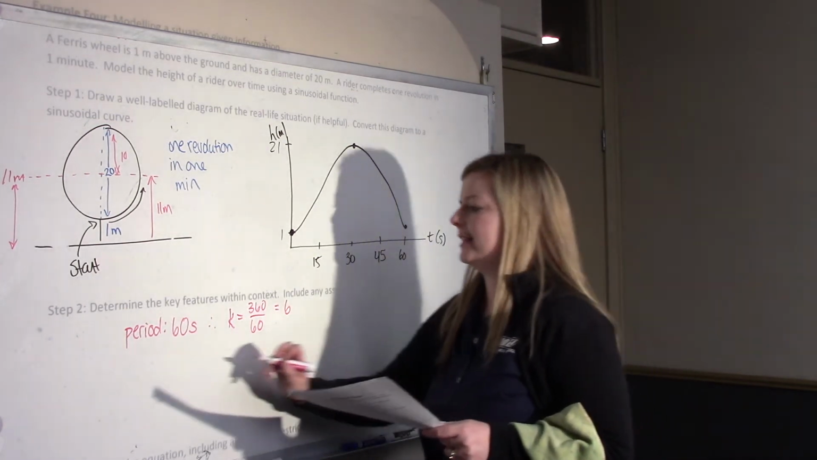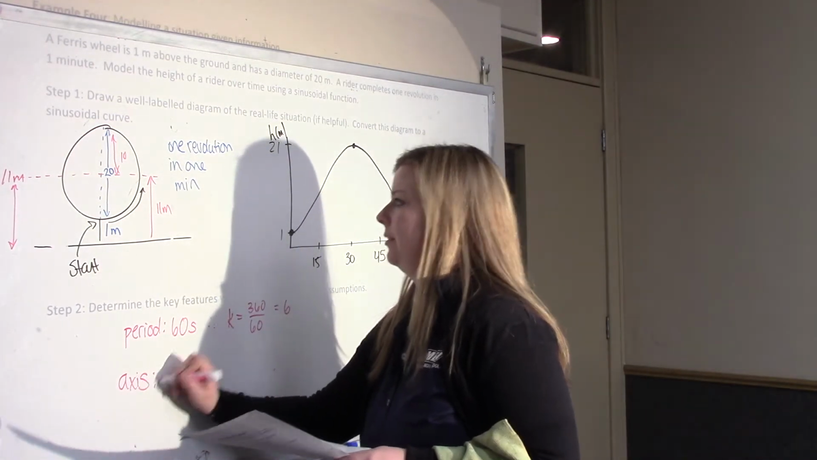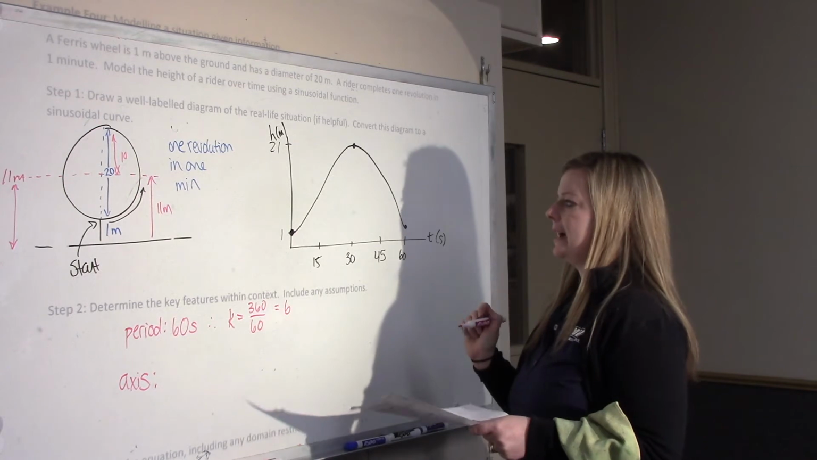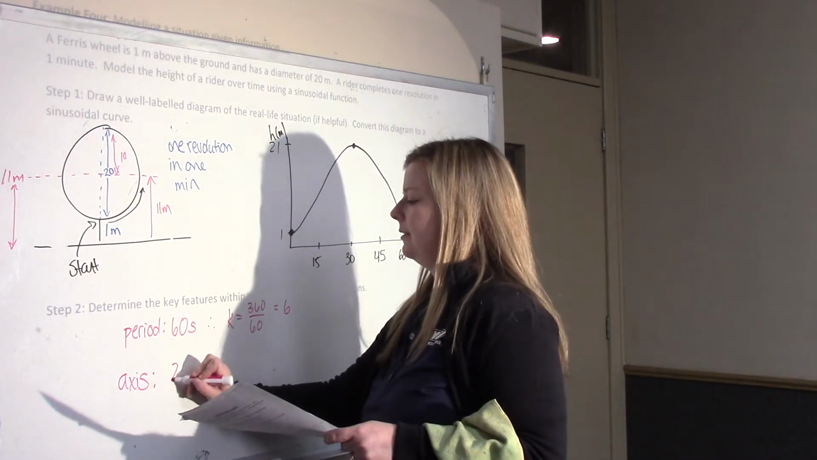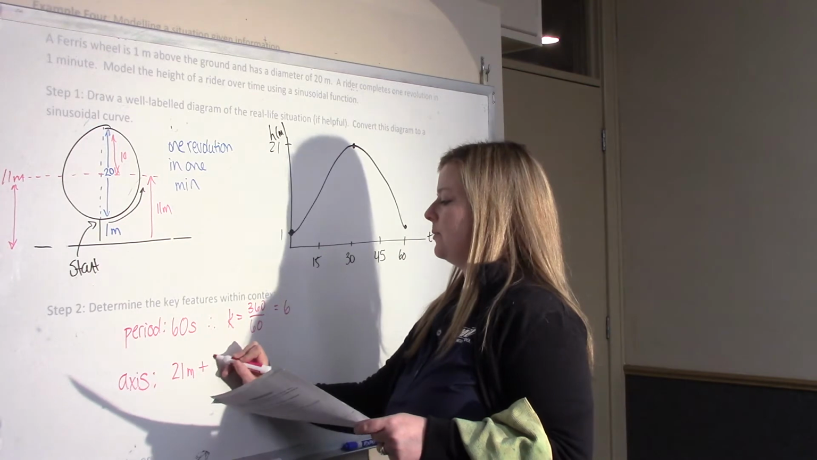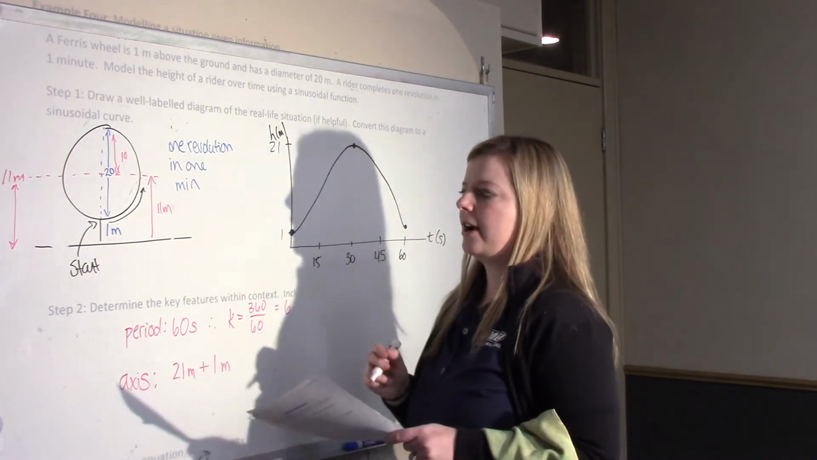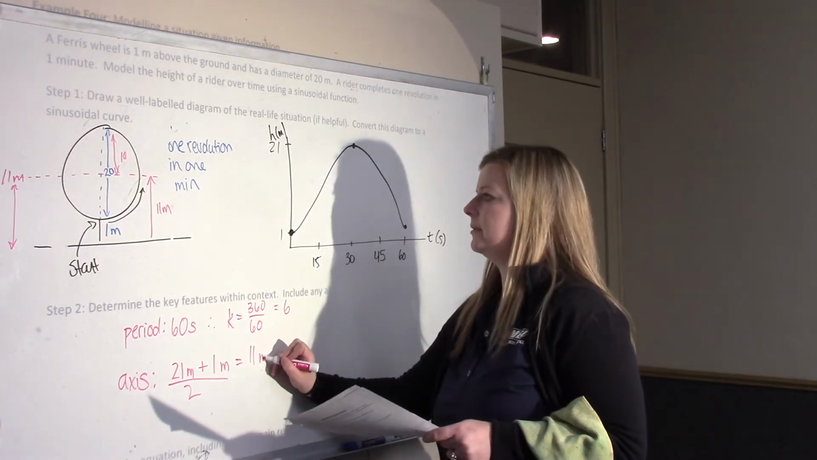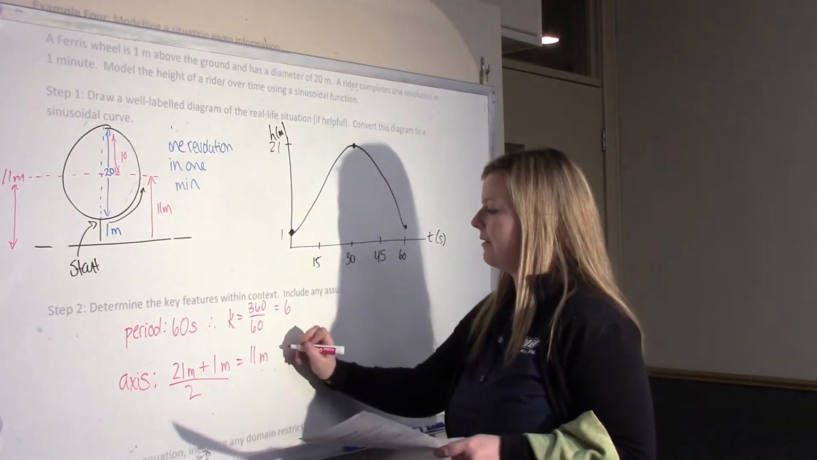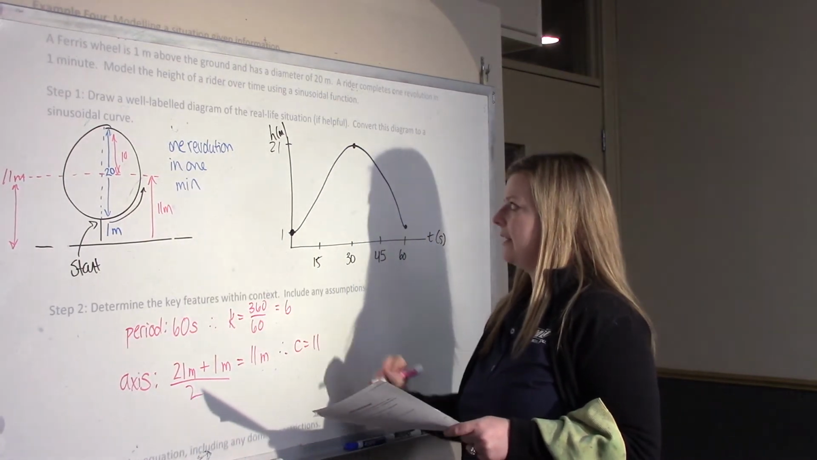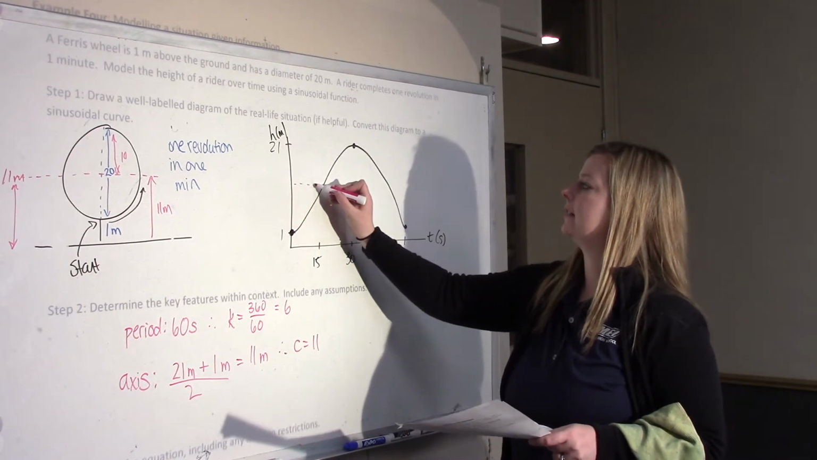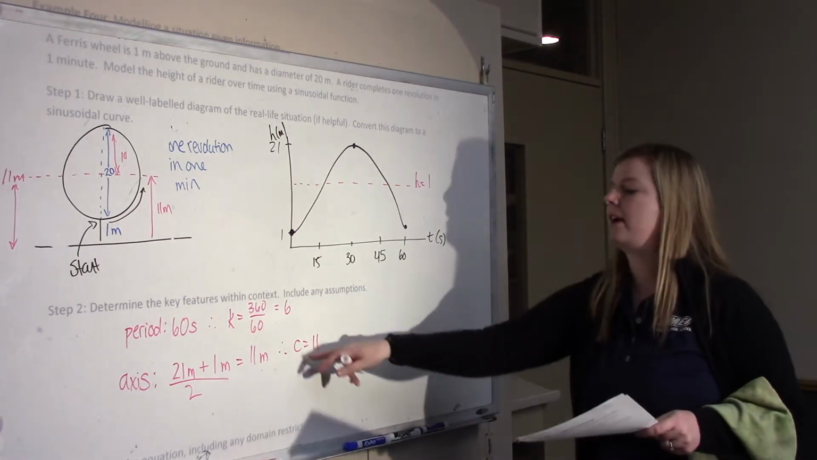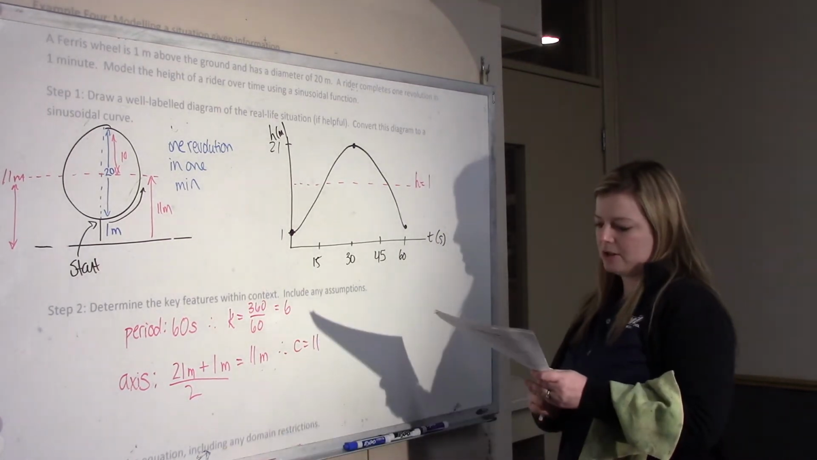Our axis. Okay, so that's halfway between our max and our min. So our max is 21 meters, and our min is 1 meter. Okay, because they never are 0 meters off the ground. They start at 1 meter. So that's divided by 2. So that's 11 meters. Okay, which is what we drew here. So our axis is 11 meters. So therefore, C equals 11, okay? So our axis here is when the height is equal to 11, but the parameter C is equal to 11 in the equation.